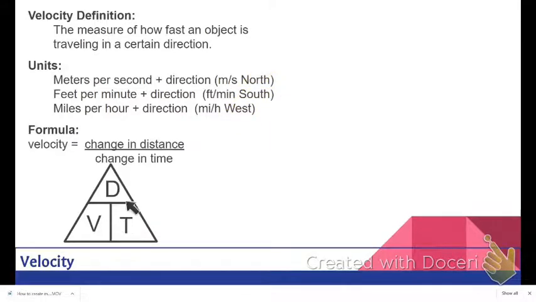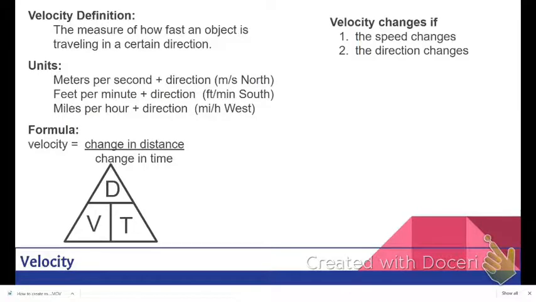The formula is very similar to speed. It's really just velocity instead of speed here. So velocity is the distance over time, change in distance over change in time, again, plus a direction. So velocity changes if the speed changes and the direction changes.